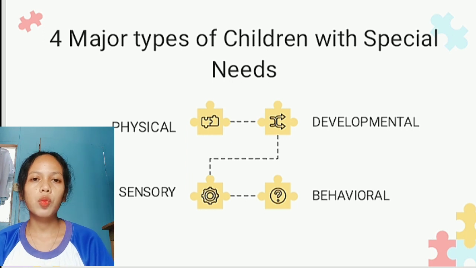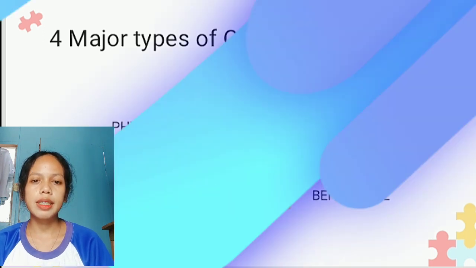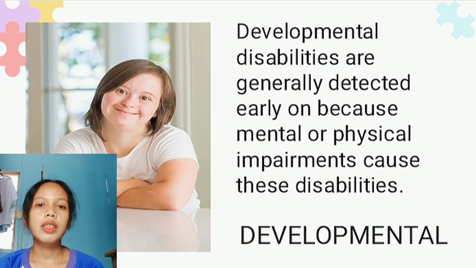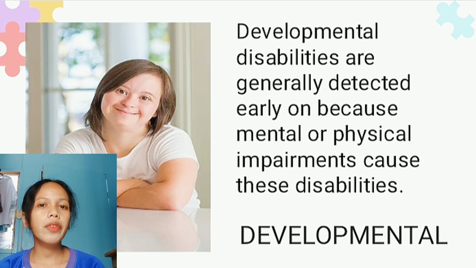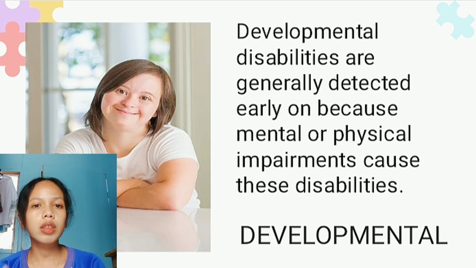Now, let's define first what is developmental disabilities. Developmental disabilities are generally detected early on because mental or physical impairments cause these disabilities. Common developmental disabilities are Down syndrome and Fragile X syndrome. Those who have Down syndrome are born with an extra copy of chromosome 21, which affects brain and body development. Fragile X is another developmental disability that is thought to cause autism in boys.